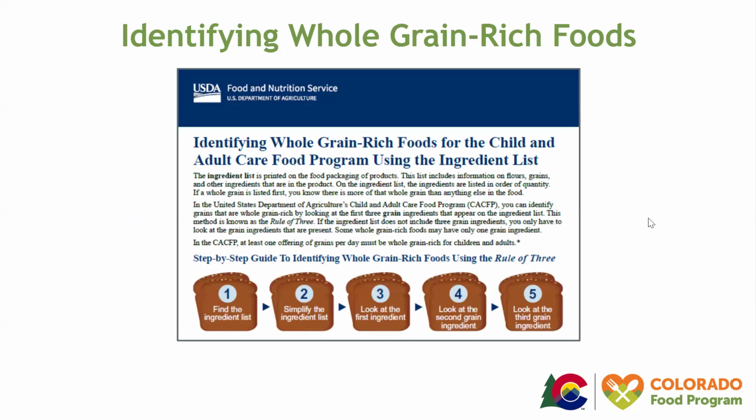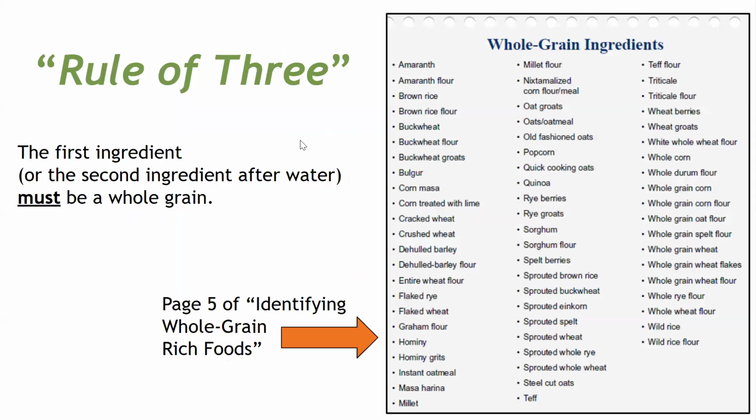So this is all of the nutrition consultants' go-to resource for determining using the rule of 3. And we're going to walk through some examples here. And this resource is also going to get shared in the chat box. So on page 5 of that resource is this list. And this is a list of whole grain ingredients. So if the first ingredient or the second ingredient after water, it must be on this whole grain list.